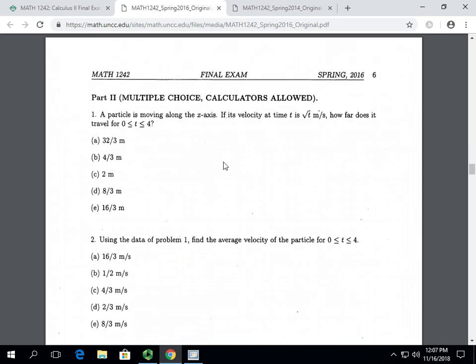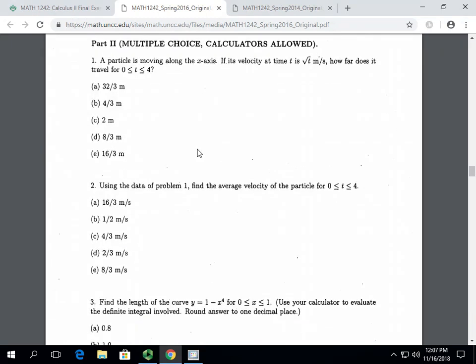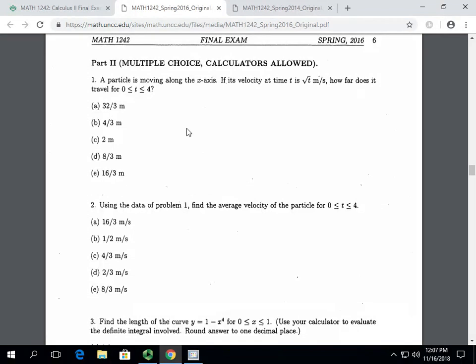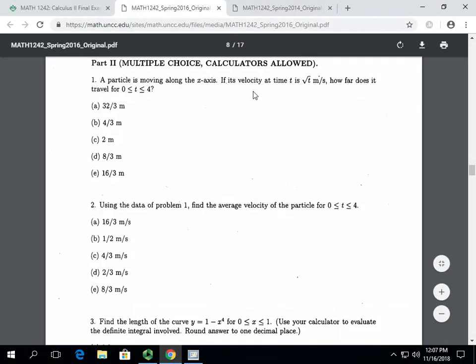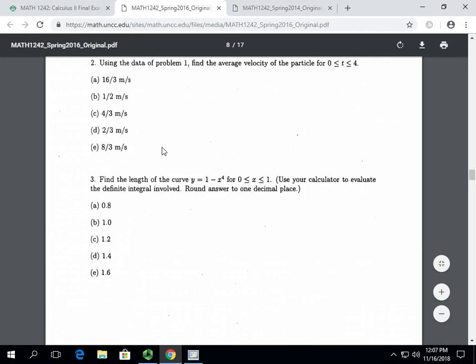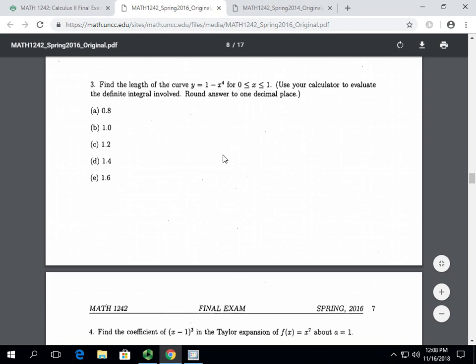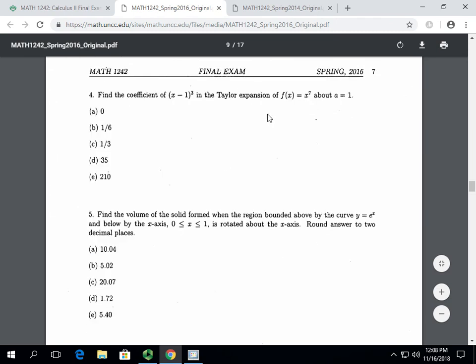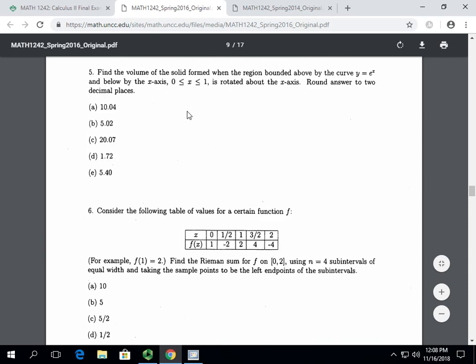This is a particle, time axis. How far does it travel? So arc length. No, this is velocity. Excuse me. Velocity. You want distance, so integrate it. Average velocity, 1 over b minus a times the integral. Arc length. Taylor expansion. There's more power series stuff. Chapter 8.5. They love power series stuff on this one.